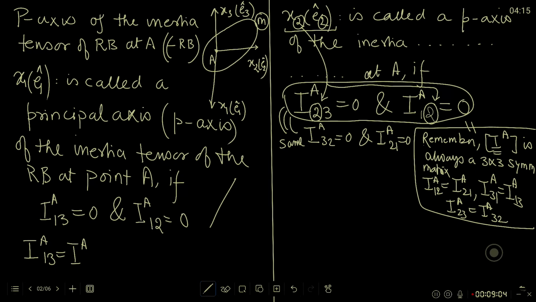Same thing was happening here. x1 e1 is a principal axis when the off-diagonal inertia components involving 1, I_A13 = 0, I_A12 = 0. This is how it is defined. Okay.